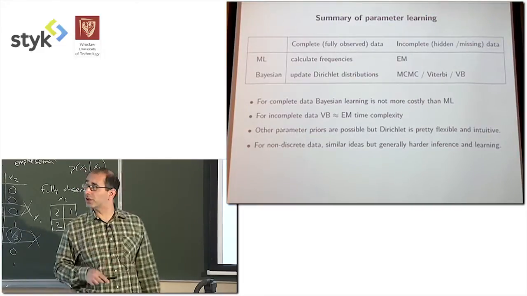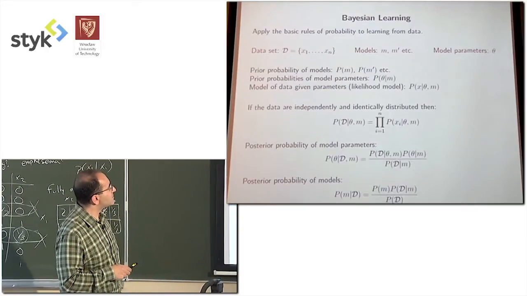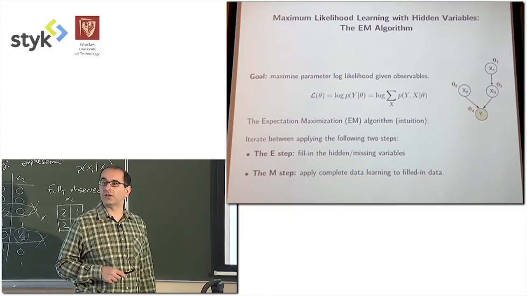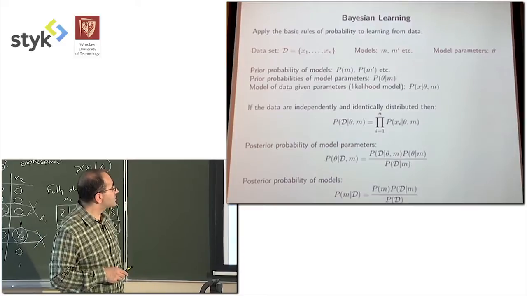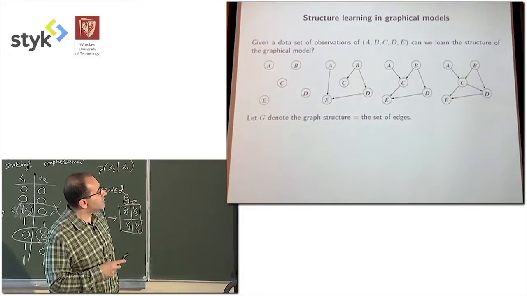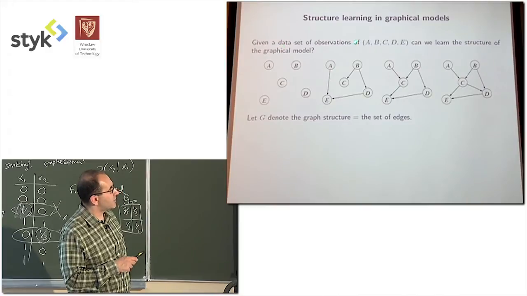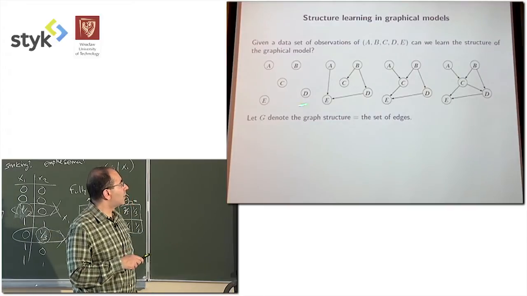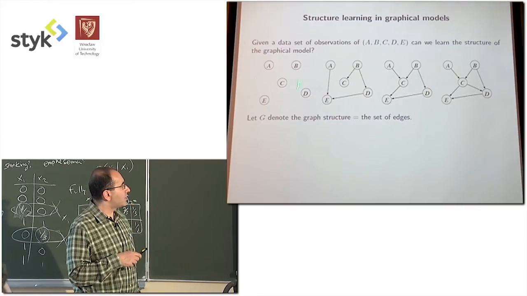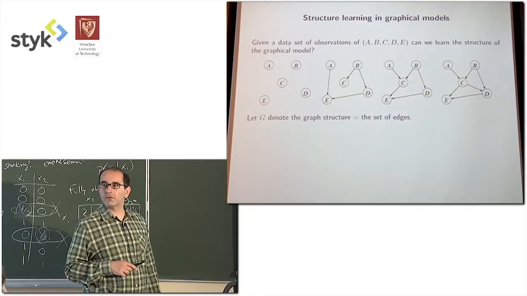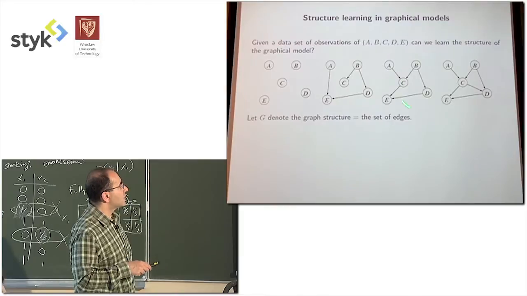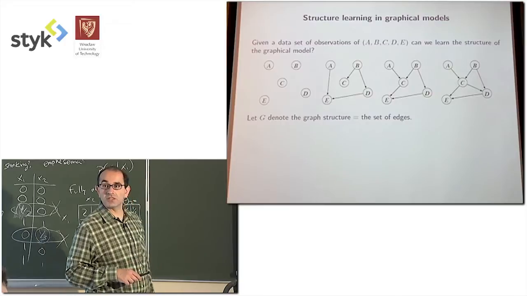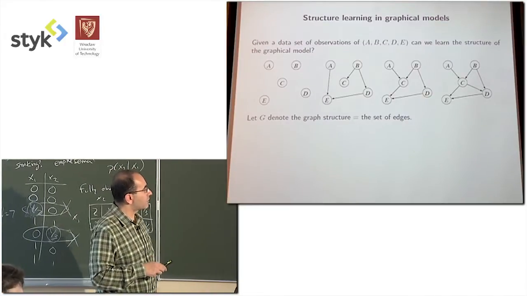And now let me talk about structure learning. So, in all of these pictures, I assumed there was some structure, but can we learn the structure from data directly? Okay? So let's try that. So here is the problem of structure learning. Given a data set of observations, can we learn the structure of a graphical model? We want to be able to infer anything from nothing is connected with anything else to there are lots and lots of connections. So the graph structure is simply the set of edges in your graph. How do we learn that from data?